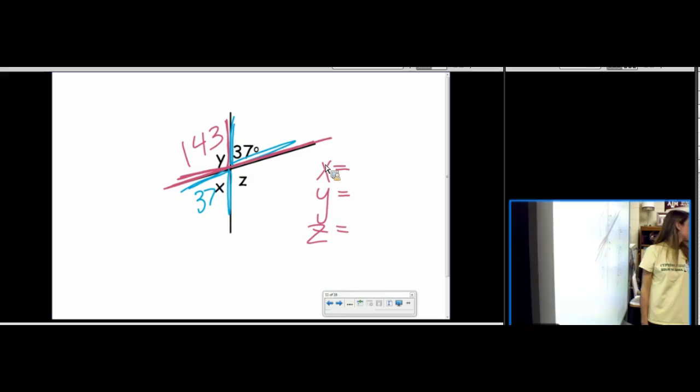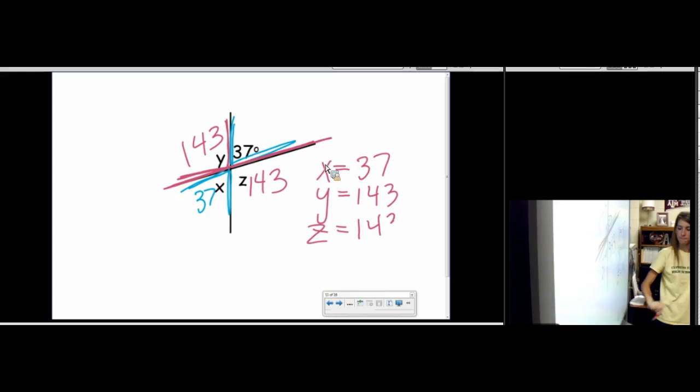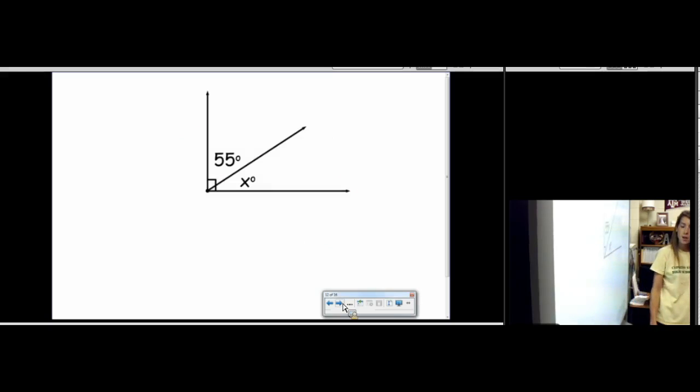Now what's z? By the vertical angle theorem, it's 143, because if this is 143 and these are vertical angles, then that one's 143. So if you have a cluster of 4 angles, if you know one of them, you know all 4 angles. So x was 37, then 143, 143. Y'all didn't know. Next one, go. Should be quick. Let's do this.